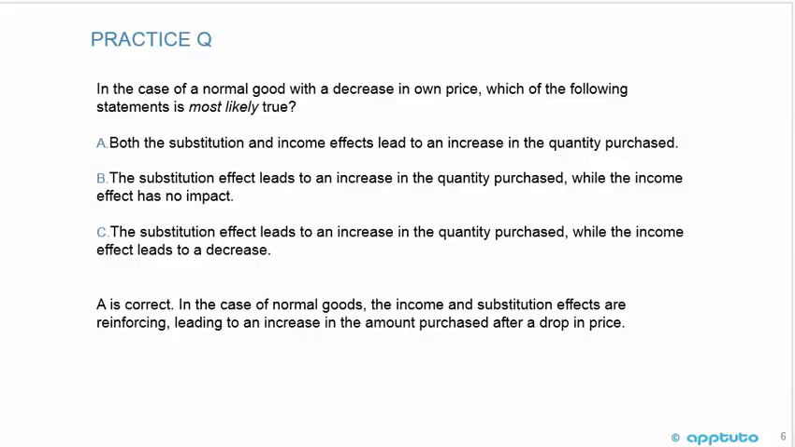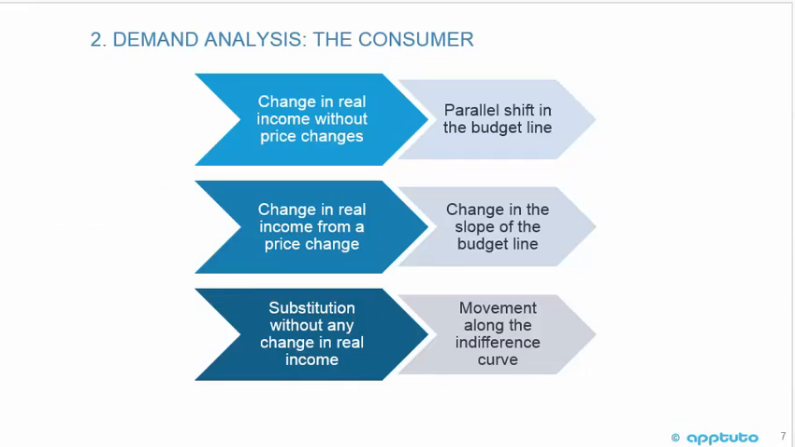A is correct. In the case of normal goods, the income and substitution effects are reinforcing, leading to an increase in the amount purchased after a drop in the price, because it's a normal good. So the substitution and income effects are both leading to an increase in the quantity purchased when the price of a normal good decreases. One last slide here with some points to memorize.